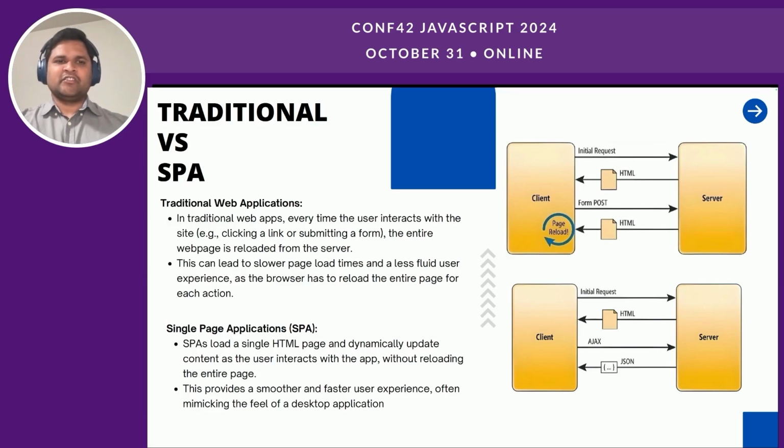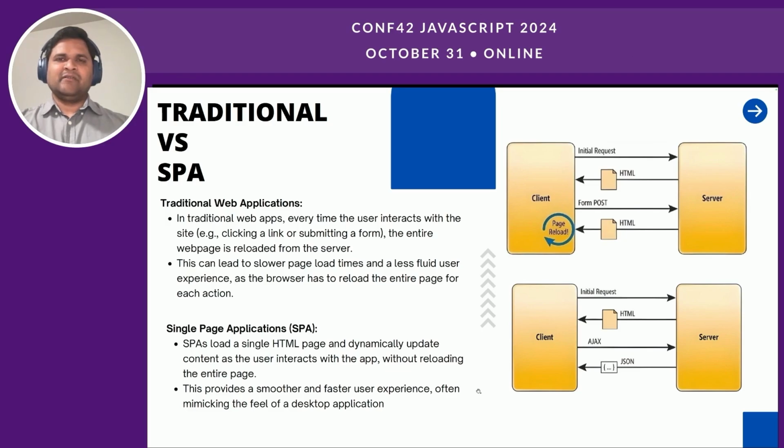Let's talk about the differences between the traditional multi-page application and the SPA. Imagine a traditional website is an old online store. Every time you click on a new product, the whole page reloads, which can be slow and frustrating. With an SPA, when you click on a product, only the product details update, making for a smoother and faster experience.